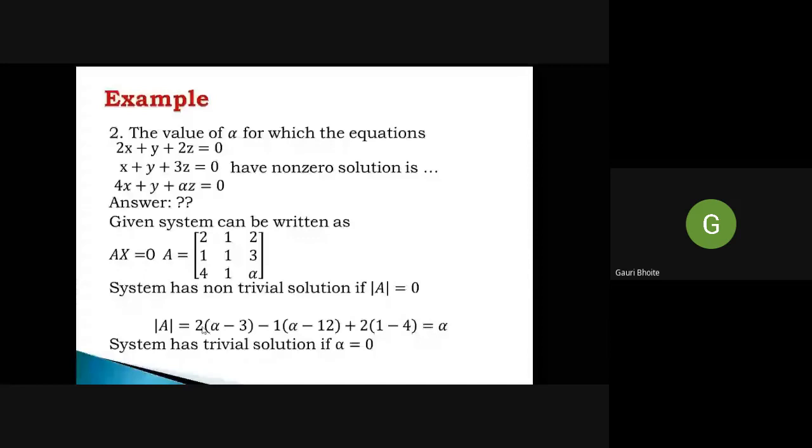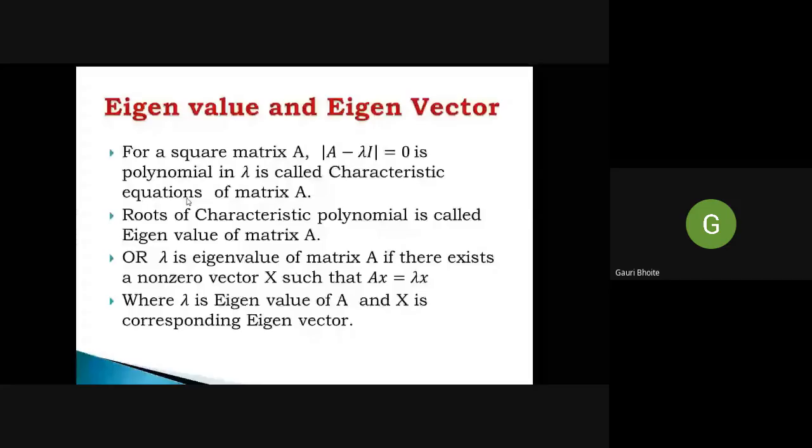So the determinant of A is alpha. If A is singular, the determinant of A is 0, meaning alpha is 0, then the system has a non-trivial solution. If alpha is non-zero, the system has a unique solution, only the zero solution. Such questions are very simple: we just find the coefficient matrix and equate its determinant to 0 to find the value of the unknown. Such simple examples are based on systems of linear equations.